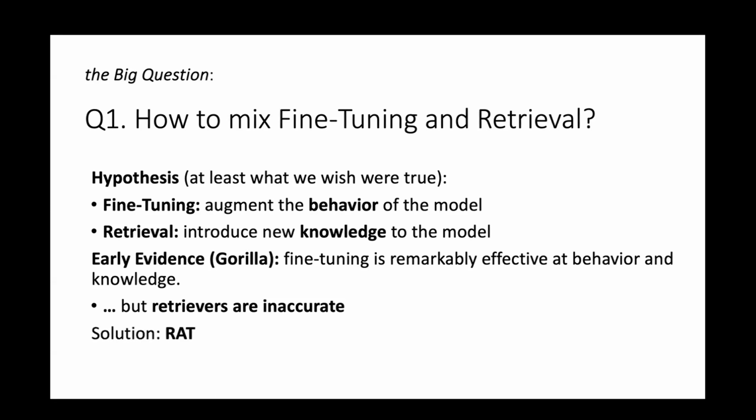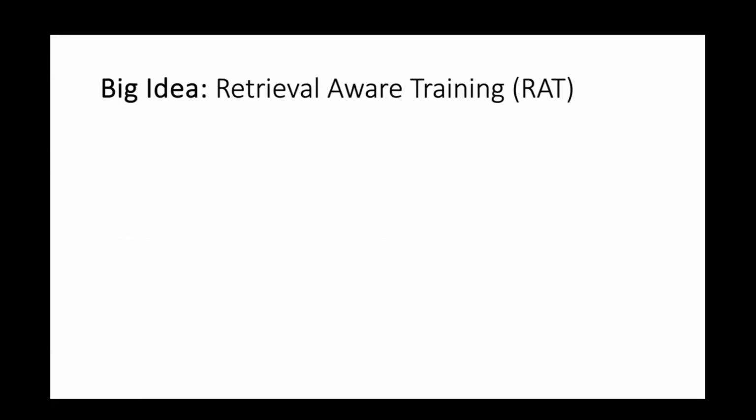So the solution that we propose is something called retrieval-aware training, right? This is pretty simple. The retrieval-aware training idea is that you teach the model to either use or ignore the retrieved context, right?